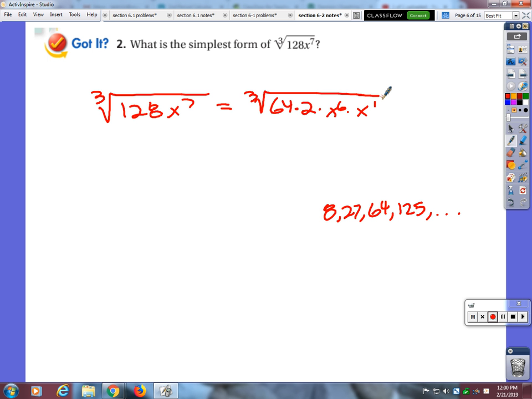Because 6 is divisible by 3, this is going to come out as an x squared. So I'm getting that out of the cube root. The more I can get out of the cube root, the better off I am. Okay? What's the cube root of 64? 4. So I can get that out of the cube root also. Now all that's left under there is a 2 and an x. So this is my final answer.